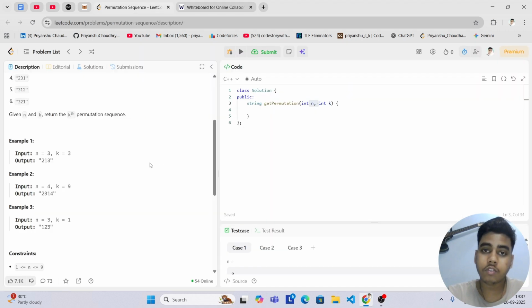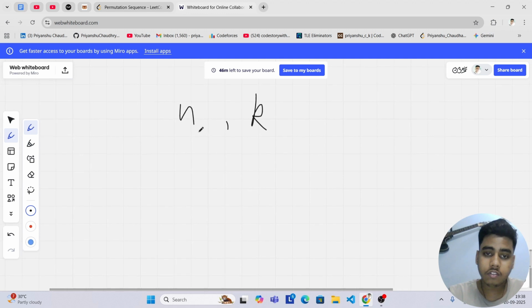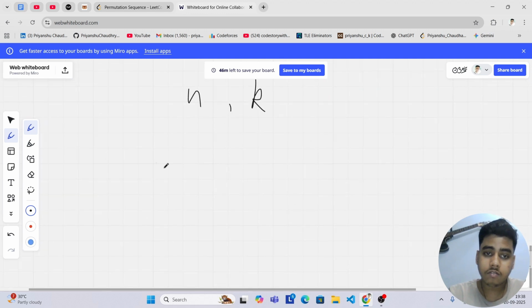Now let me explain how we can solve this. The brute force approach which comes to my mind is that we store all the possible permutations in a vector and then just sort it. So n is given, k is given, and I will just form all the possible permutations.